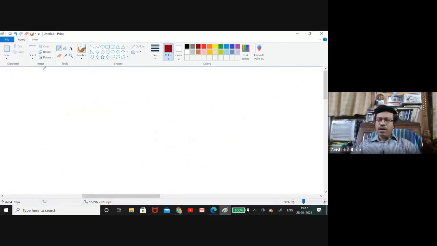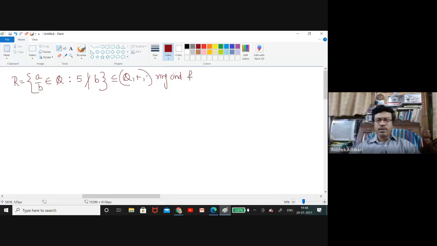Okay, now I will go to another interesting ring. Say R is a ring, the set of all a by b belonging to Q, that means rational numbers, such that, say, for any prime, say 5, 5 does not divide b. So this is a subset of Q. We know that Q with plus and dot is a ring, also a field, with respect to the usual addition and multiplication that we all know. Now I consider a subset R, which is of this form.